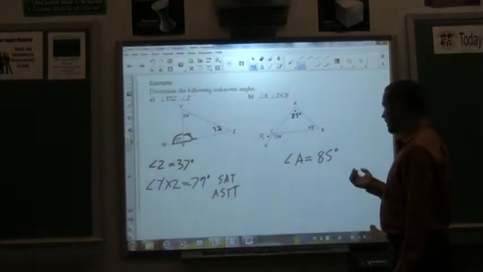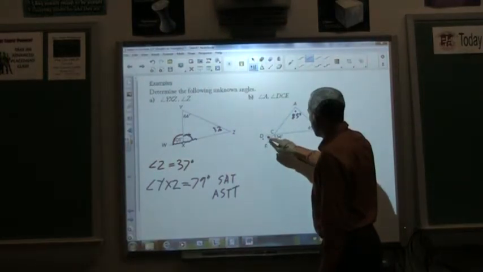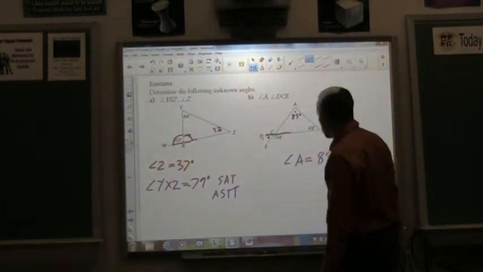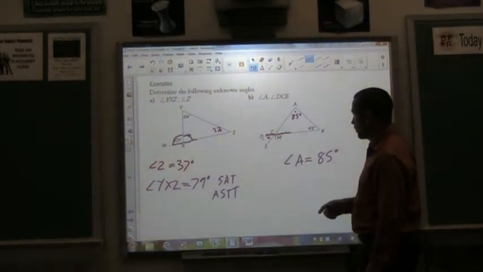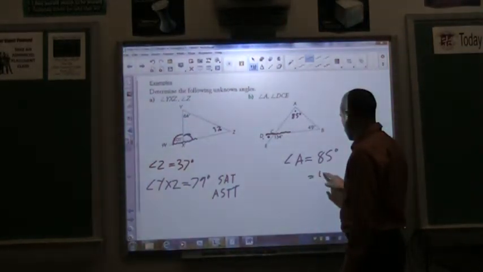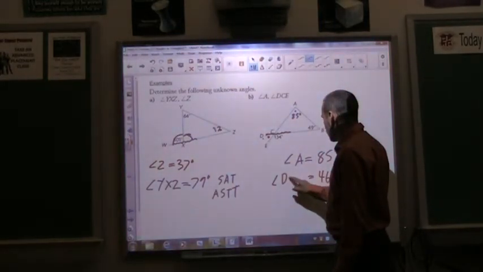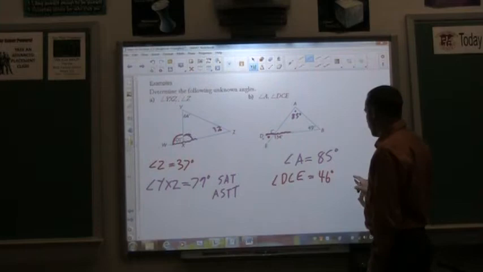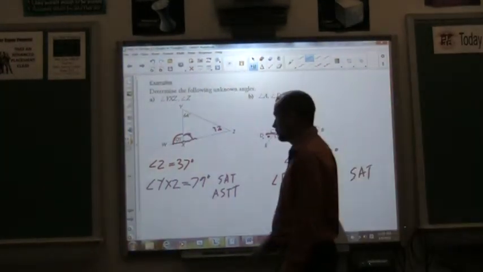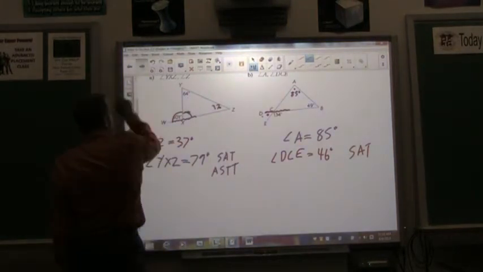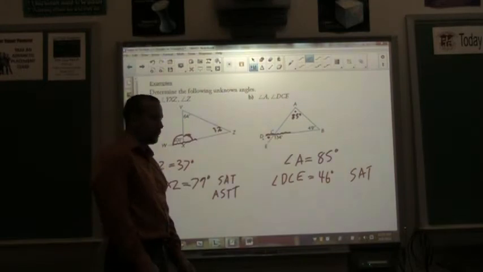Now let's do DCE. So again, they're looking for this angle right here. I would say, oh, there's a nice straight line. I have 134 degrees right here. So 180 minus 134 leaves me with 46 degrees. So that was angle DCE. And we use the supplementary angle theorem for that. All right, so that was it. Just a couple of really quick examples there.